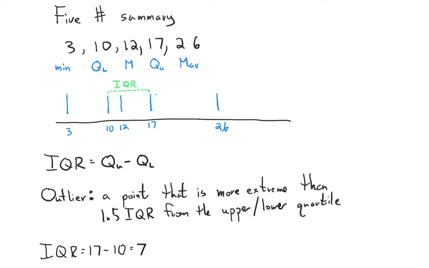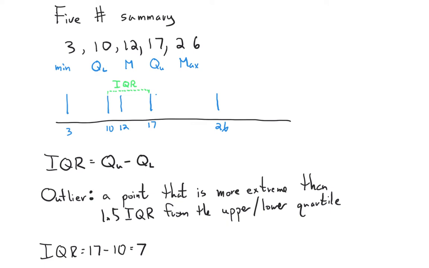Okay, so now that we know about a 5-number summary of ordered data, we can talk about the interquartile range. That's going to be our measure of spread, our measure of variability for ordered data. All that the interquartile range is, it's the distance between the lower quartile and the upper quartile. So it's just take your upper quartile, subtract your lower quartile, and that gives you your interquartile range.